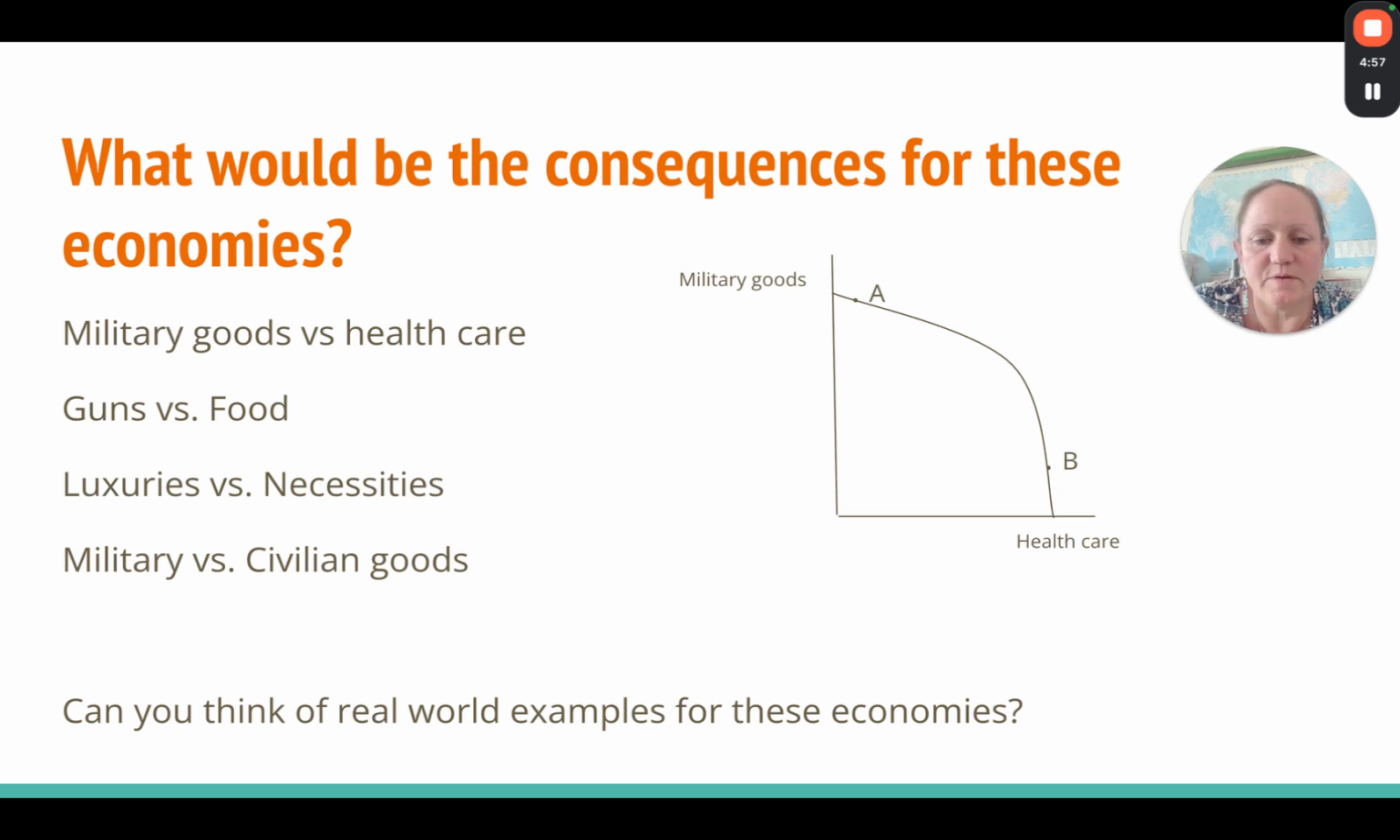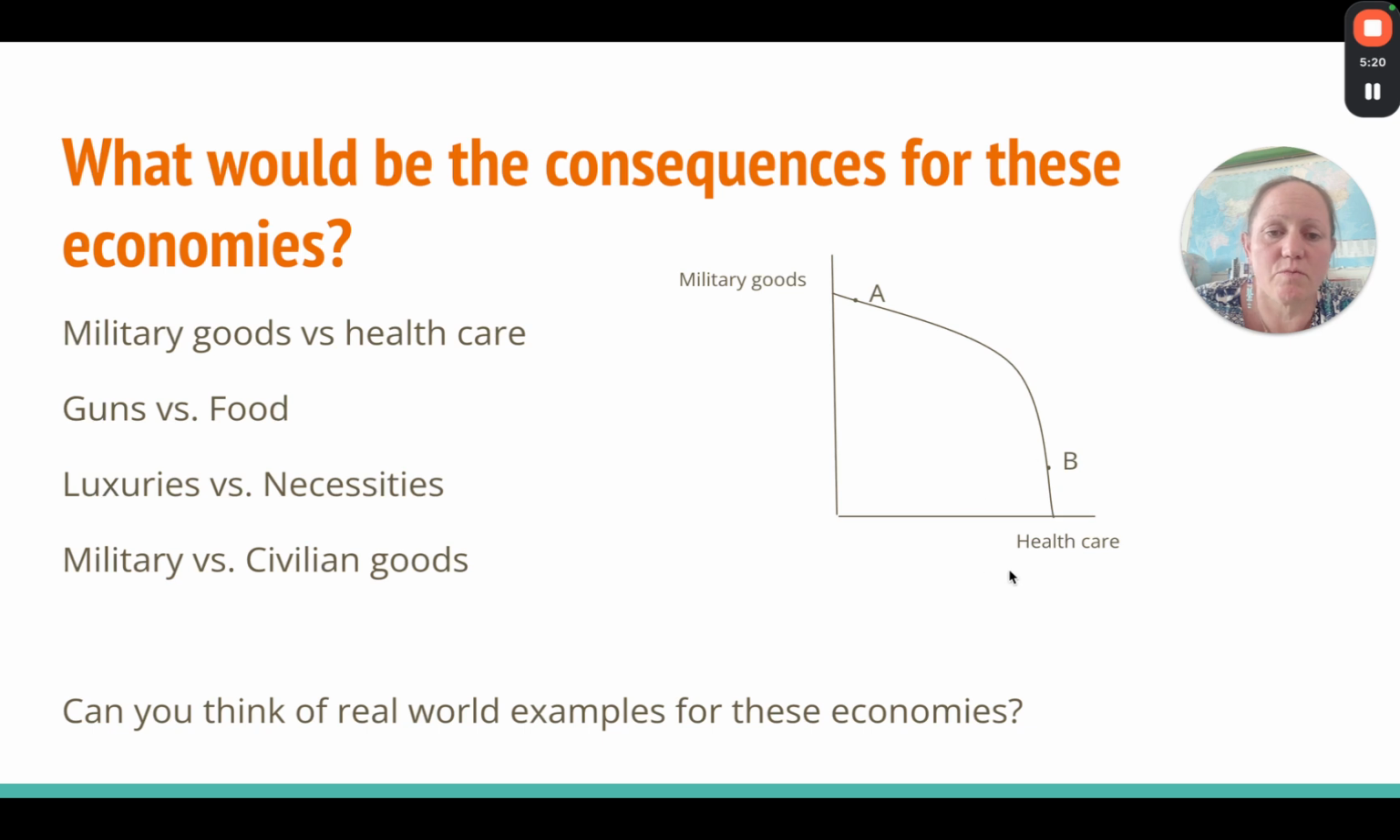This concept of playing two goods off on the PPC can be used for lots of other different types of goods. Common examples in economics include military goods versus healthcare. This is saying, are we focusing on military, or are we spending on healthcare or food or consumer goods? And in comparison, which economy would grow? So in this case, healthcare would grow.